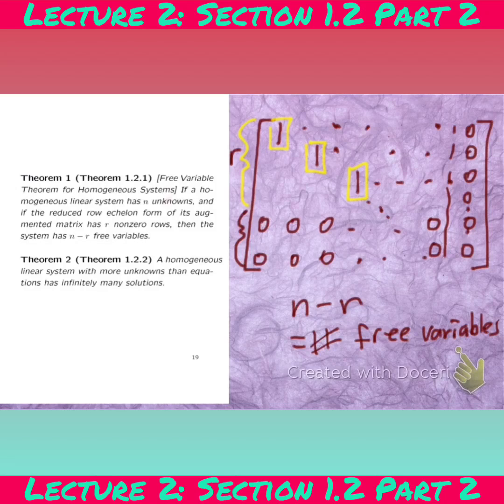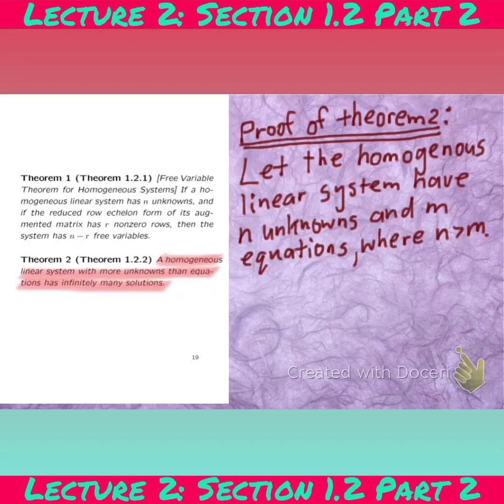Okay, so one can easily see that. Then theorem 2: a homogeneous linear system with more unknowns than equations has infinitely many solutions. All right, so let's quickly look at a proof of theorem 2.